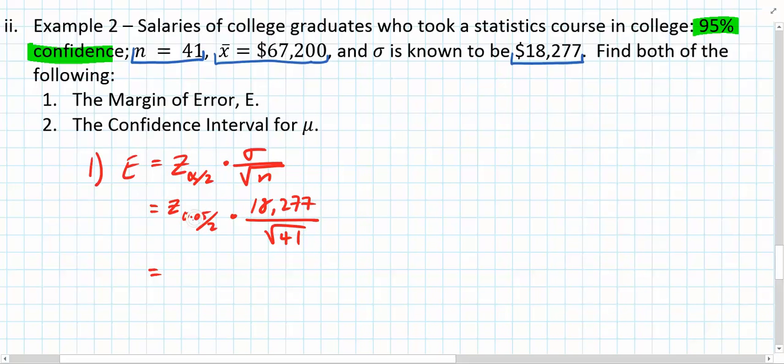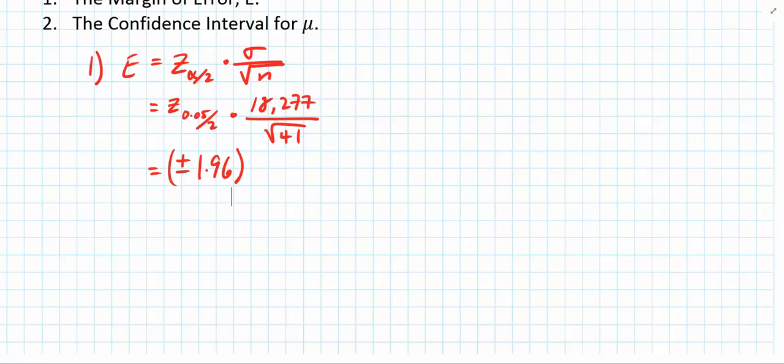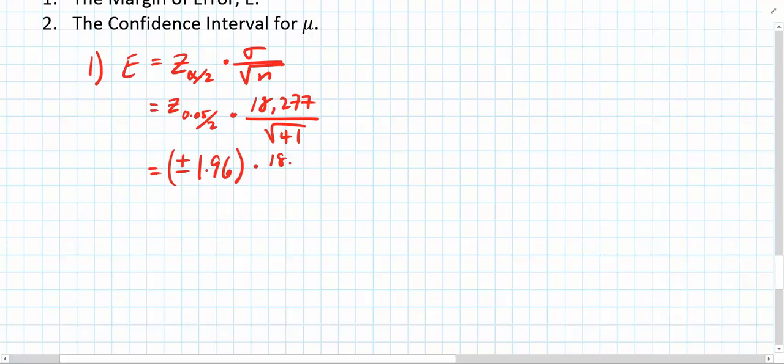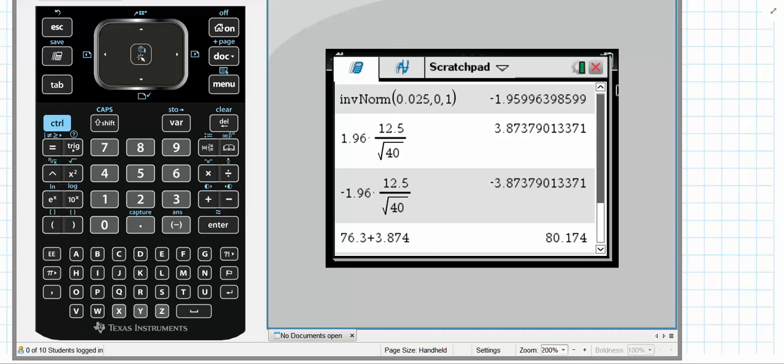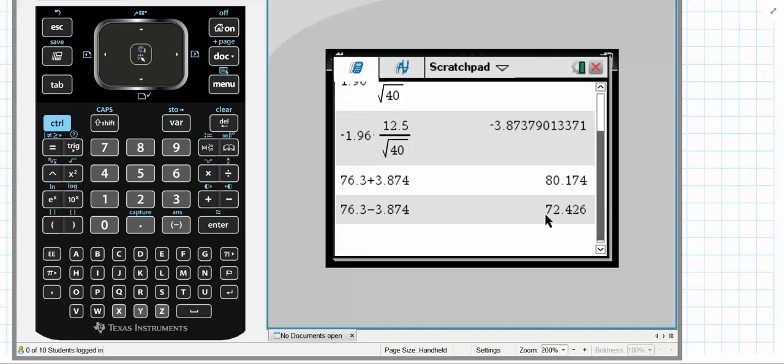And we don't actually have to use the calculator to recalculate this z-score. I know from the last example that it's a positive and negative 1.96. And that positive 1.96 can be multiplied by 18,277 divided by the square root of 41. So we can go to the calculator to find this result. Let's do the positive result first.